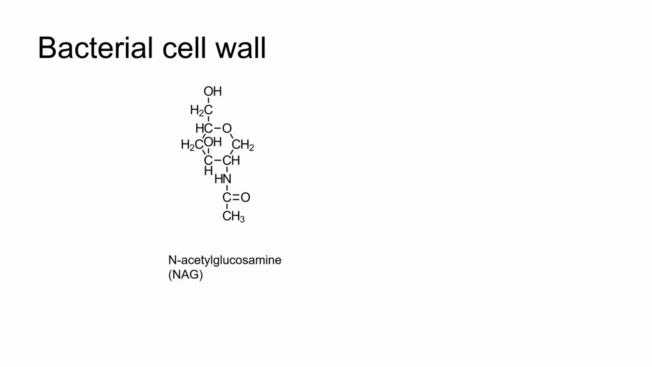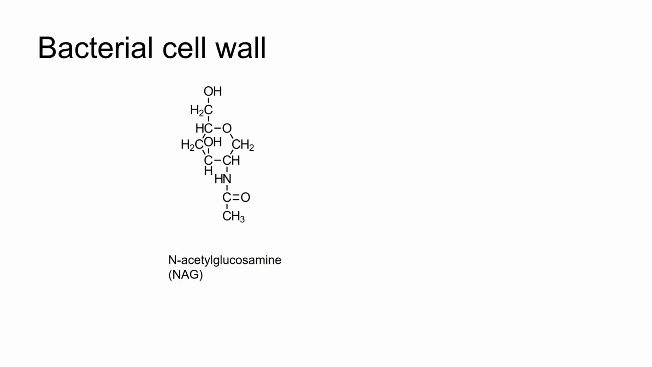We're going to take a look at the bacterial cell wall and the way it's put together. It's a little bit different than what you find in plants. Plants is all cellulose. The bacterial cell wall basically has two chemicals in it. One is N-acetylglucosamine. This is a glucose type material. It's very similar to cellulose.